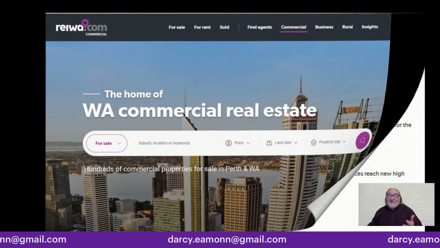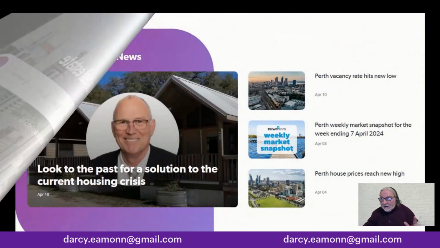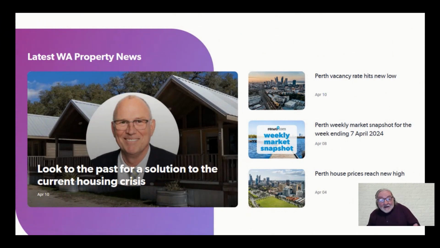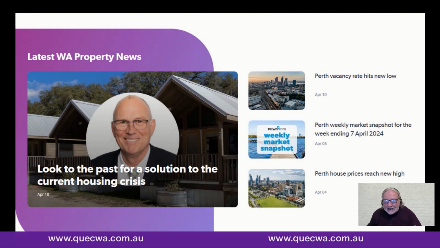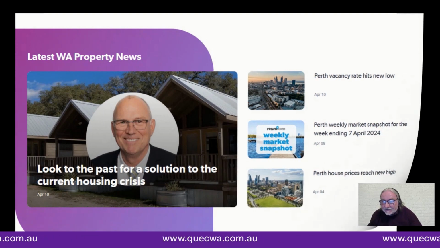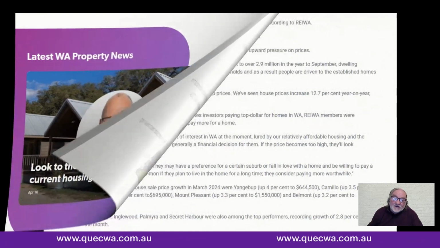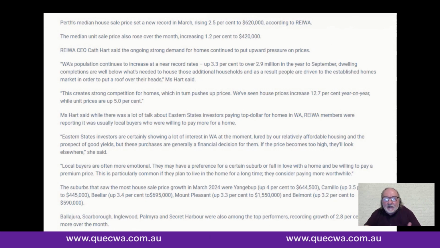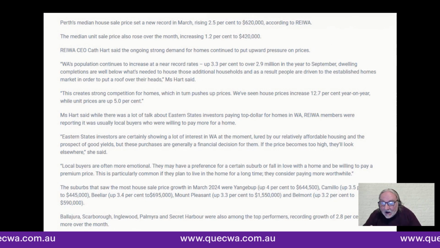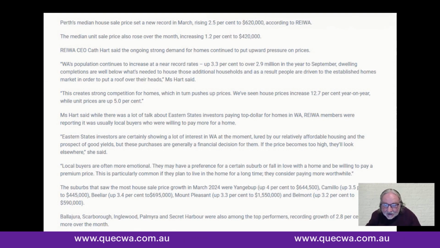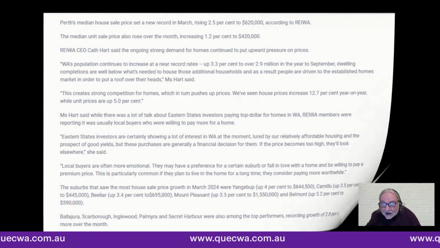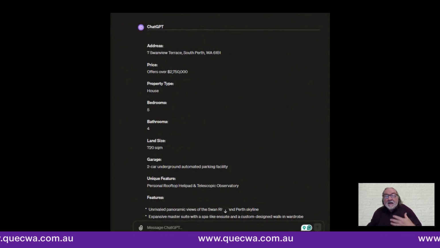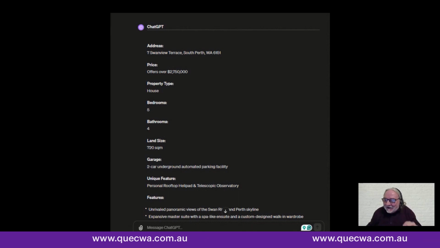Okay, so first of all, I've fed it Rewa. I've just put the Rewa website into the chatbot. And within the Rewa website, and you guys will all be familiar, this is the latest news. Perth house prices reach new records. And within that article, we can see down the bottom, the suburbs that saw the highest price growth were Yangebup, Camelo, and Belia. So remember those, because I'll be querying that later.